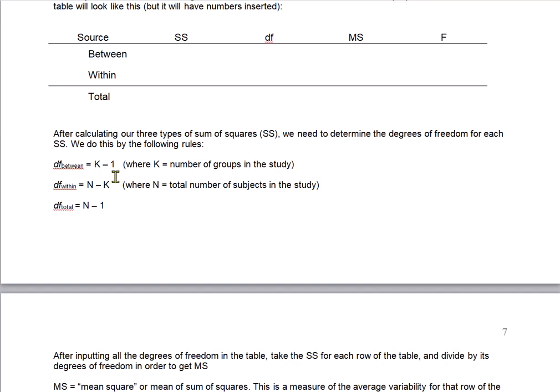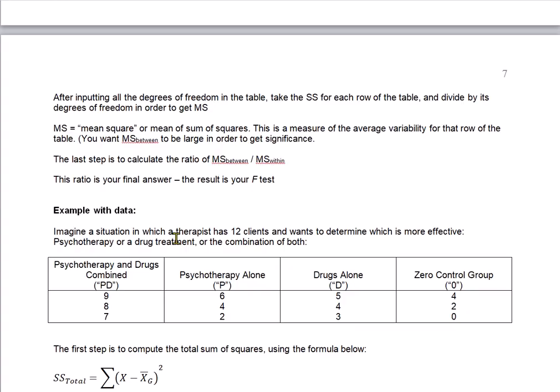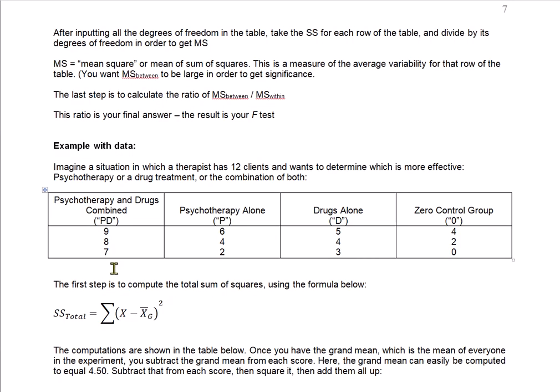So here's the designation for the different types of degrees of freedom: the between groups, the within, and the total degrees of freedom. And here's this fake data set. So we've got the psychotherapy and drug treatments combined, that's PD.